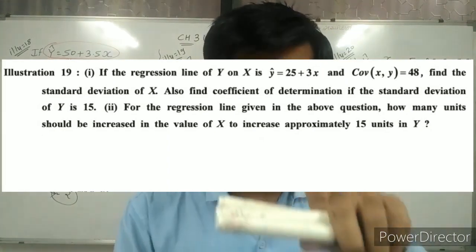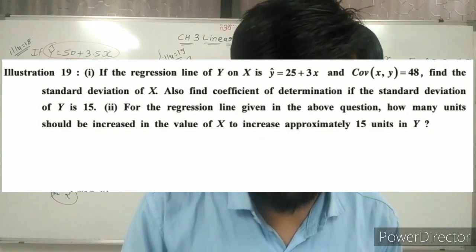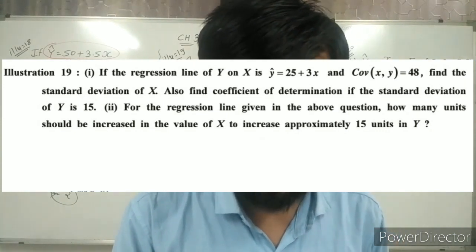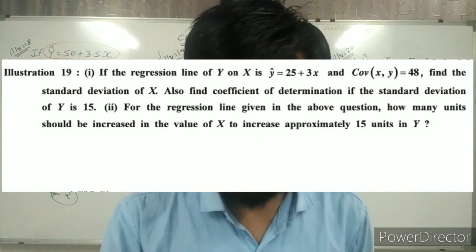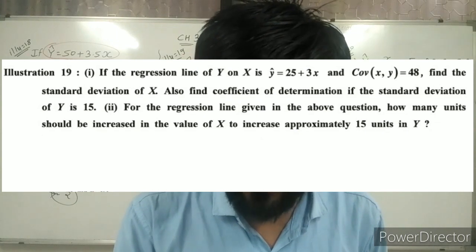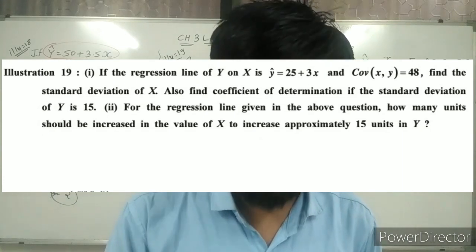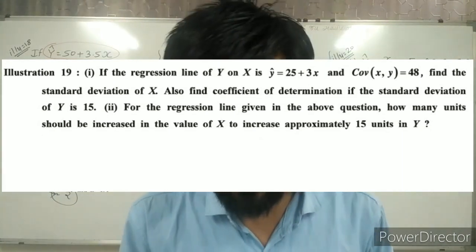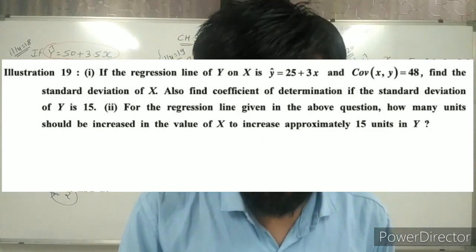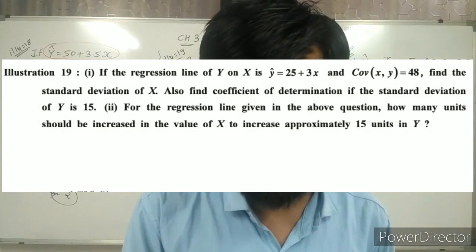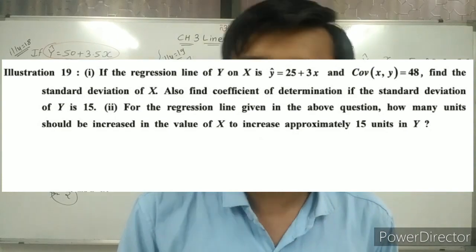So this is my first question, find standard deviation of x. Also find coefficient of determination if the standard deviation of y is 15. It means r square. Now the second question: for the regression line given in the above question, how many units should be increased in the value of x to increase approximately 15 units in y?